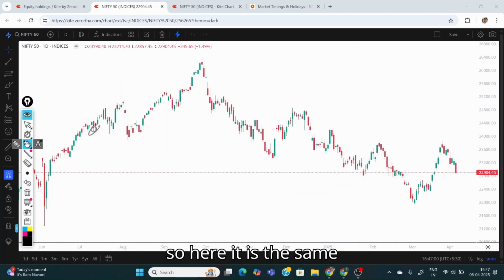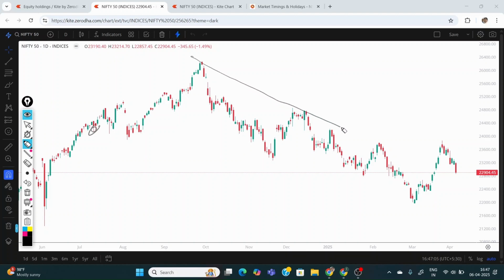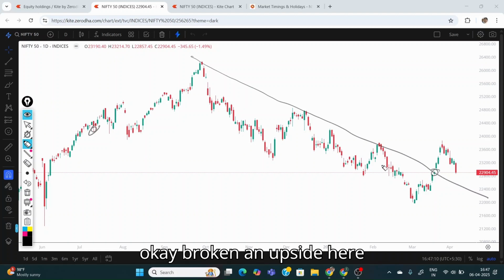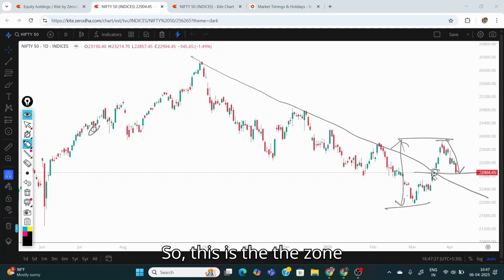So here it is, the same chart, blank chart. This was the long-term trend line, broken on the upside here, made a high, and from there it has corrected. This is the 0.5 level. If you look at the Fibonacci ratio between this range, this is the 0.618 to 0.5 zone, and we are exactly just below the 0.5 zone.